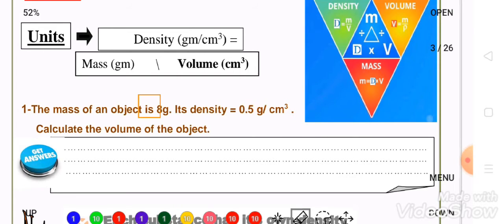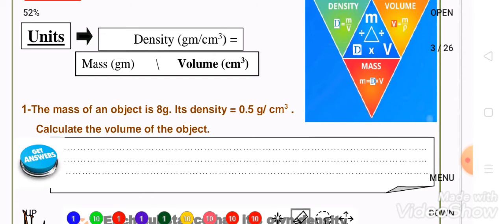And this is a time for doing some application. I will show you some problems over here, and we're going to solve them step by step together to make sure that we understand the concepts and we can choose the suitable formula for each problem.